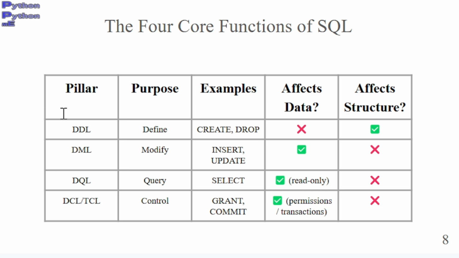Data manipulation language involves modification of the data present within the table. It involves inserting and updating the data. It does affect the data, but usually there are no structural schematic changes to the table. While data query language involves querying or reading specific types of information of the table, this does not involve any changes to the structure or the schema of the table.